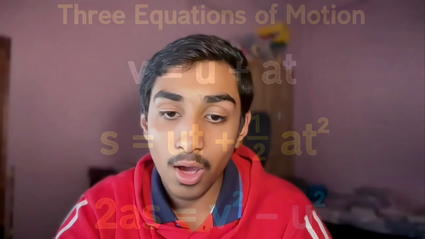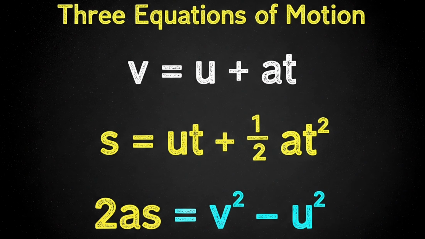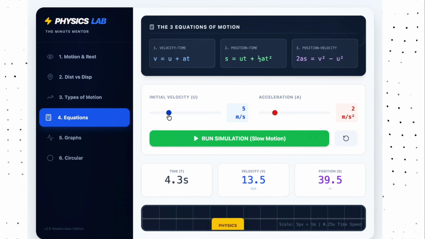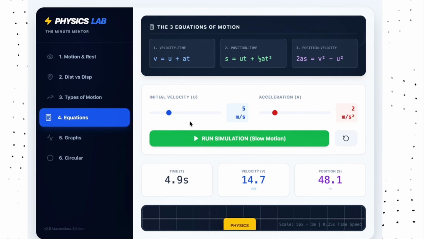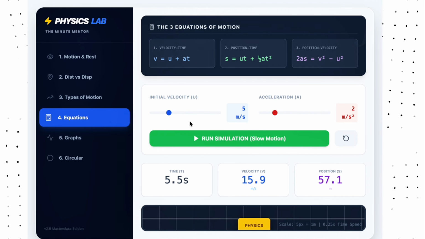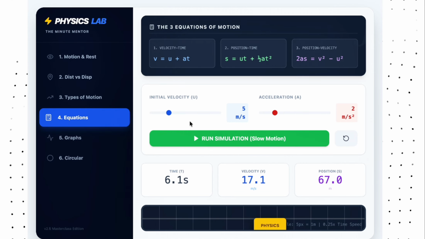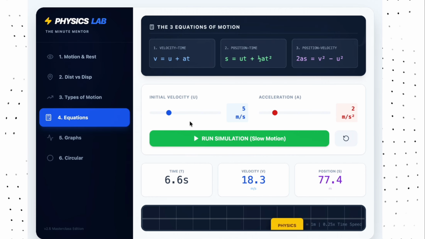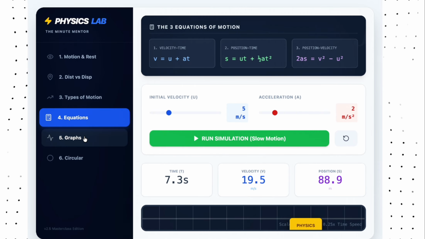Okay, now it's time for the tricky part, a little math. There are 3 equations that govern all the rules of motion. V is equal to U plus AT, S is equal to UT plus half AT square, and V square minus U square is equal to 2AS. Just don't memorize them, visualize them. Look at this graph here. If I set the acceleration to 5, watch how quickly it goes from here to there and how it climbs up. The equations just predict the future position of the car. Just plug in the numbers and enjoy your show.